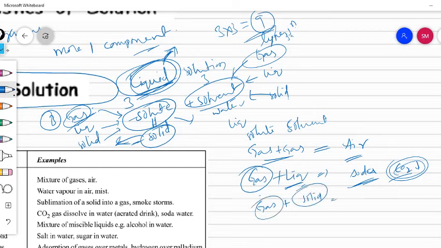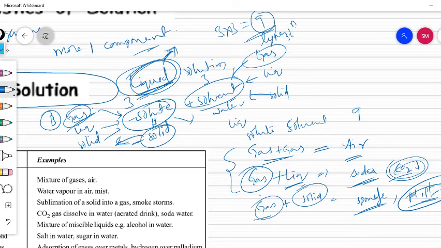So you can see a solid, which is a sponge, in which gas is accumulated. Or you can also take palladium or platinum adsorbing hydrogen gas. These are the examples. In this way, you're going to have 9 types.